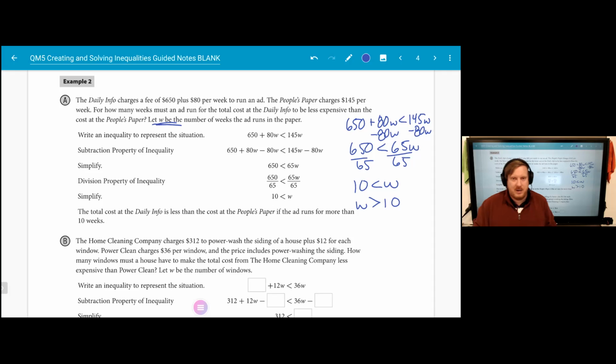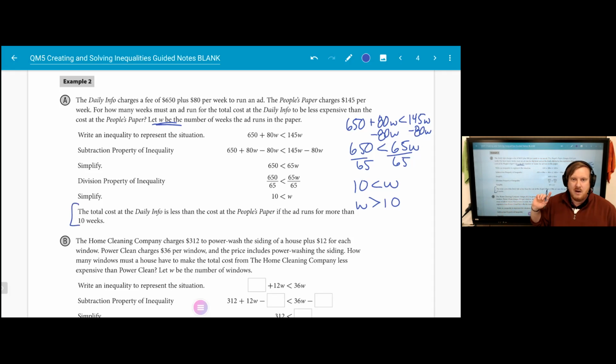So what was W again? W is weeks, and it just says now we've got W greater than 10. In other words, the total cost at the Daily Info was less than the cost of the People's Paper if the ad runs for more than 10 weeks. So it's got to be more than 10 weeks. It can't be exactly 10 weeks because the People's Paper would still be cheaper. More than 10 weeks is when we get less.